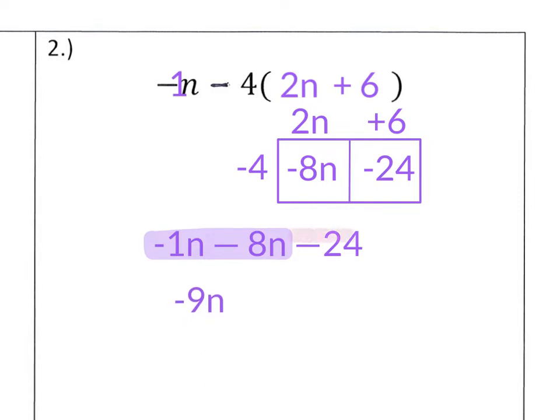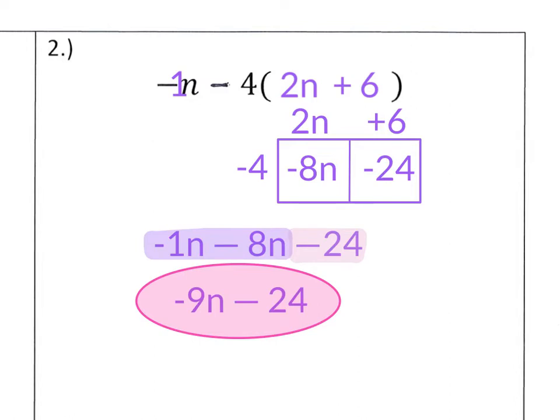Then I have a minus 24. It's a constant by itself. There are no other constants to combine with. So I'm going to go ahead and just bring that down into my answer. So then minus 24. So my answer for this question is negative 9n minus 24.